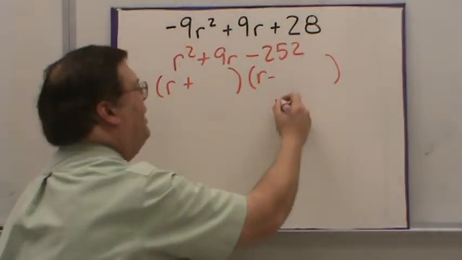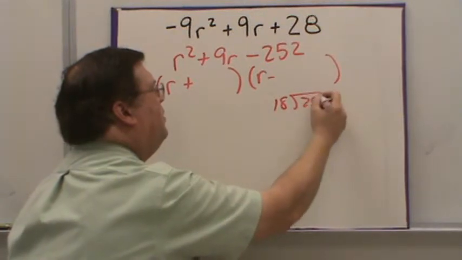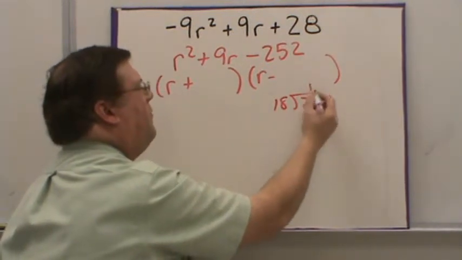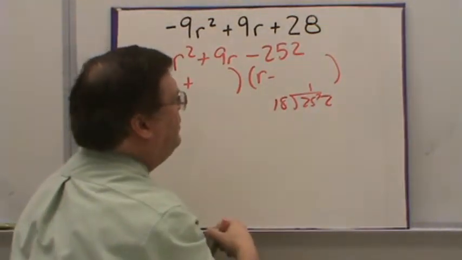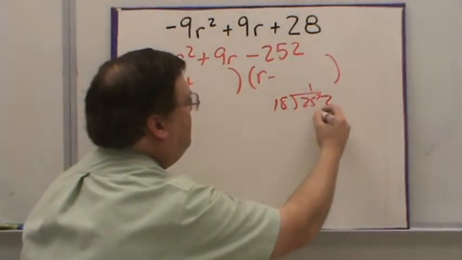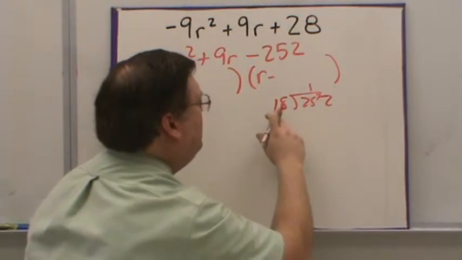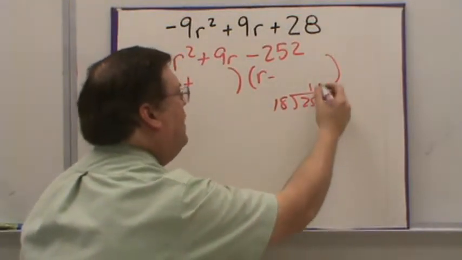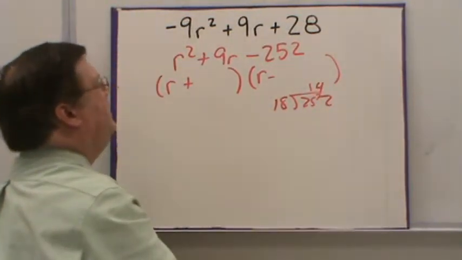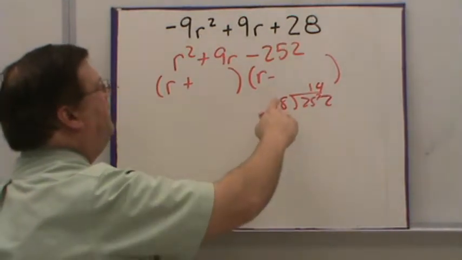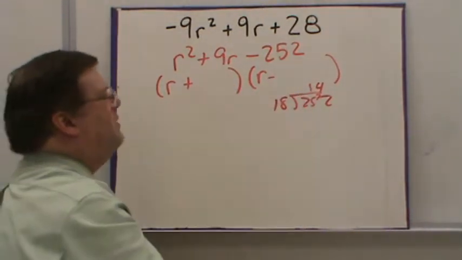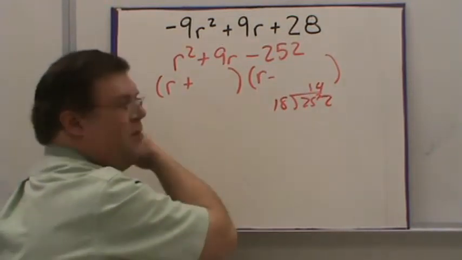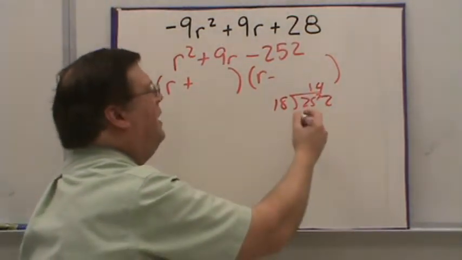Let's try 18. Does 18 go into 252? 18 goes into 25 once with 7 left over. 18 goes into 72 4 times, so you get 18 times 14. And if there's only a difference of 4 there, though, we need something larger. We need a difference of 9. So it's going to be something better than that.